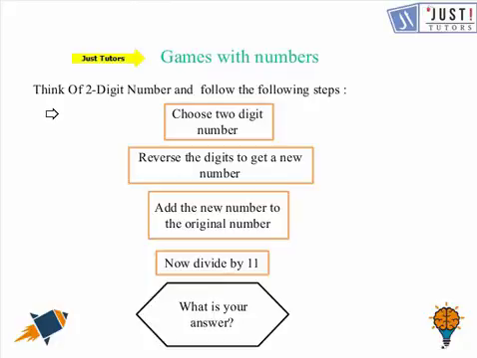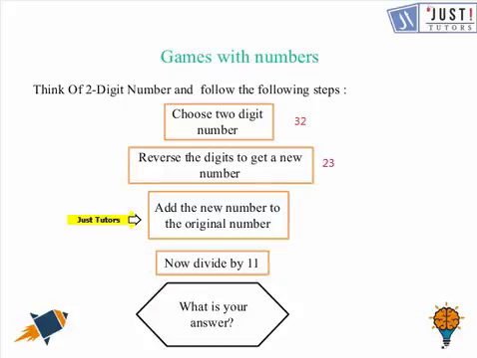Let's play a game now. Think of a 2-digit number and follow the following steps. Choose a 2-digit number. We'll play that together, so we'll be assuming any digit for now. Let's say it is 32. Now the next step says to reverse the digits to get a new number. So if we interchange the digits, the new number would be 23.